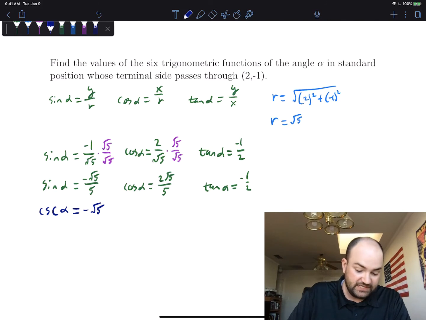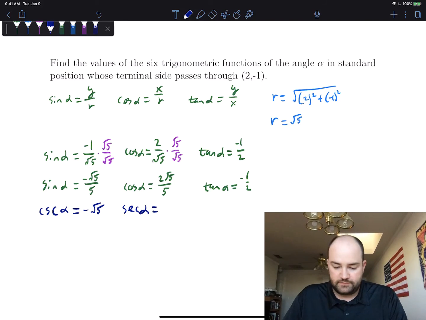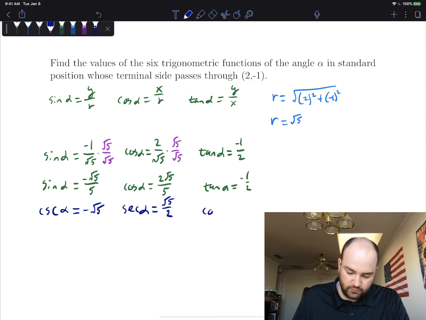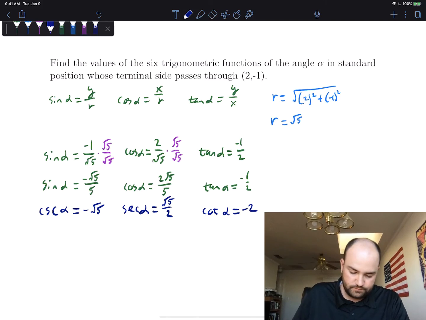Now for secant, which is the reciprocal of cosine, going back up here, square root of 5 divided by 2 is what we should get. Good. And then, of course, for cotangent, either one works here. So 2 divided by -1 simplified is -2.